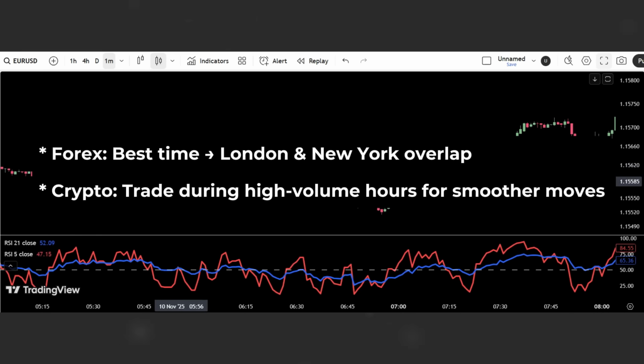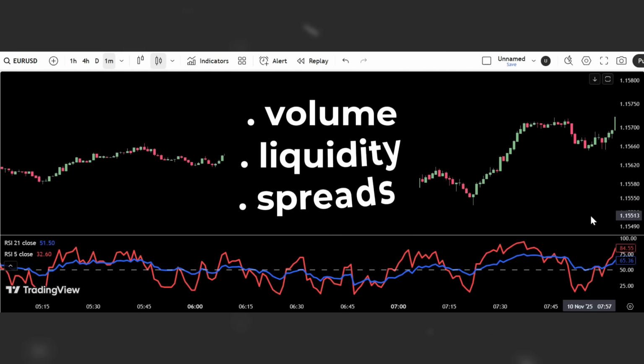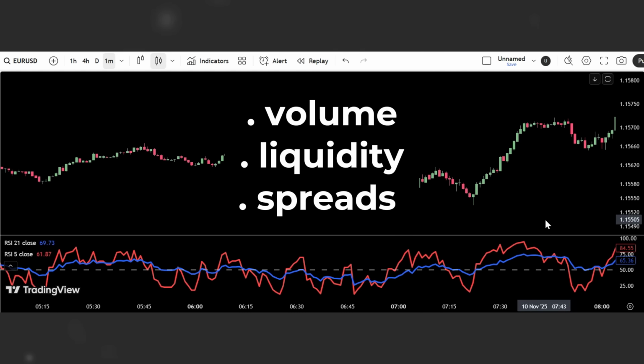For Forex, the best time is when London and New York sessions overlap, and for crypto, focus on high volume hours for smoother moves. Before trading, check volume, liquidity, and spreads. These three things make a big difference for successful scalping.